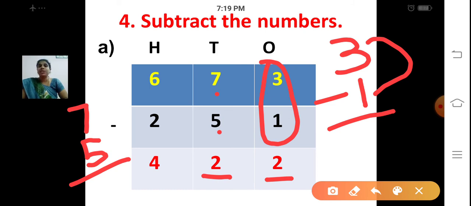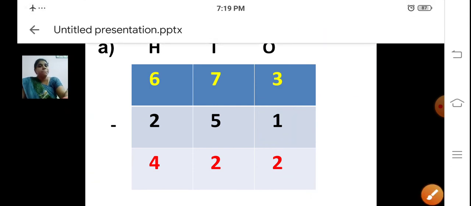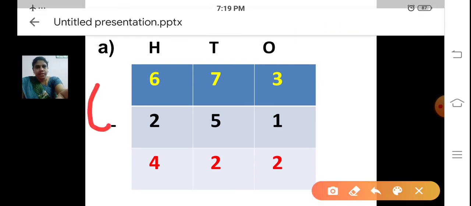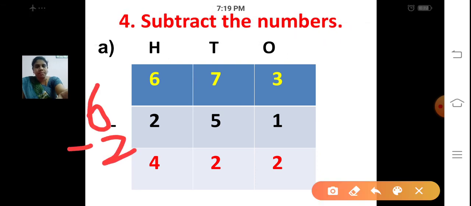Now let's move on to the hundreds place. First we subtracted the ones place, then the tens place, and finally the hundreds. So 6 minus 2. We are going to subtract 600 minus 200. Start from number 2 and count forward till you reach 6. After 2, 3, 4, 5, 6. So 400. Write it down. 6 minus 2 is 4.